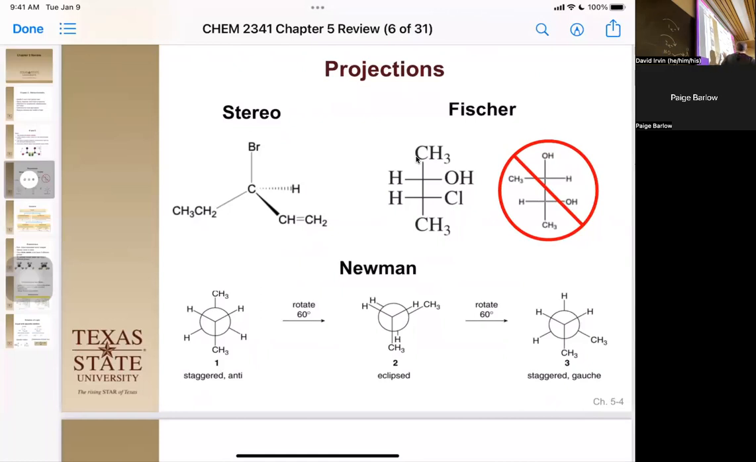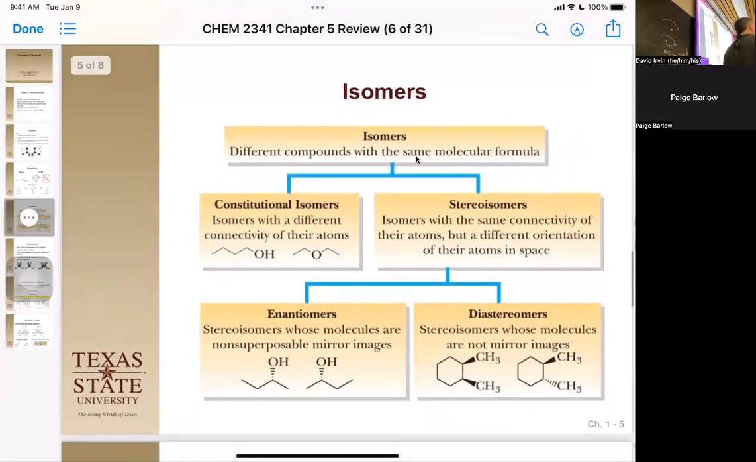Okay. And then, of course, our Newman projections help us tell a lot of things. We want to get anti-periplanar for our elimination reactions. We want to be anti for our lowest energies, etc.